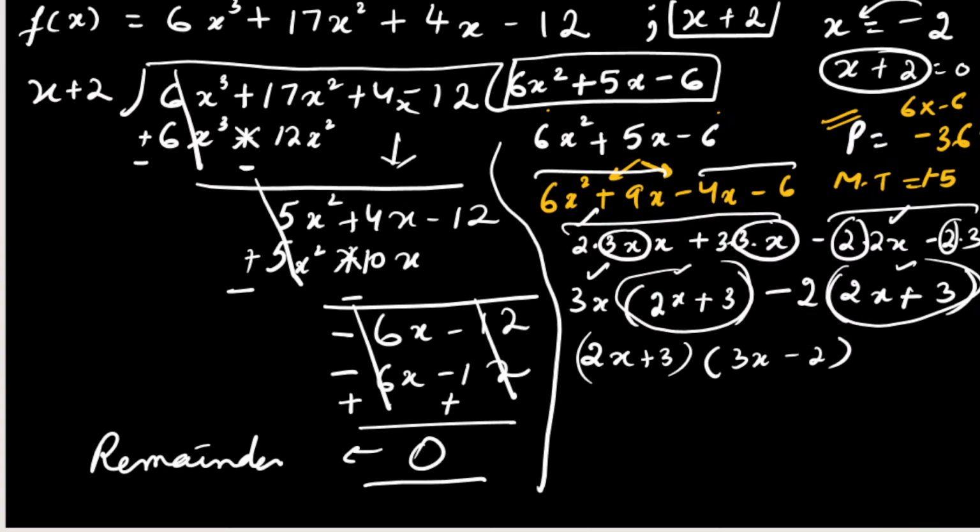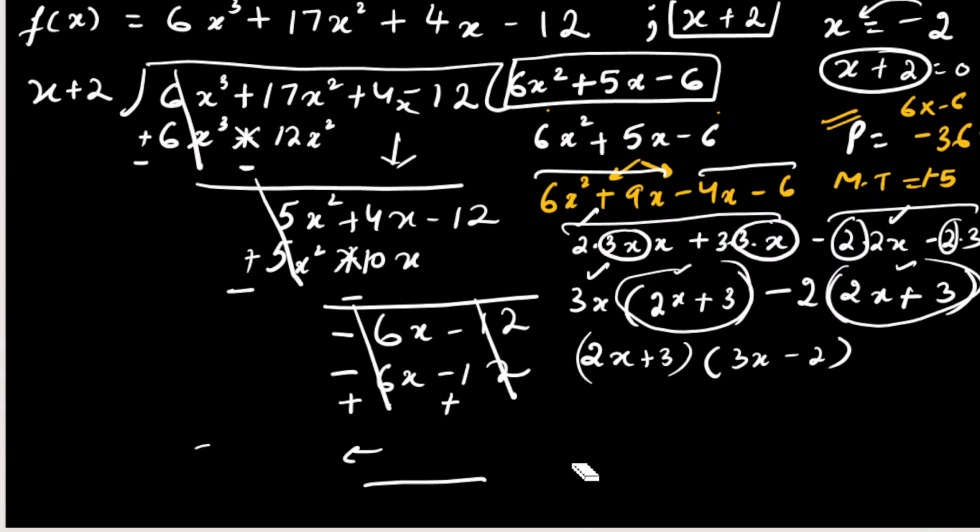So three factors we have found. What are the factors? We'll just write it at the end for the polynomial 6x cube plus 17x square plus 4x minus 12.